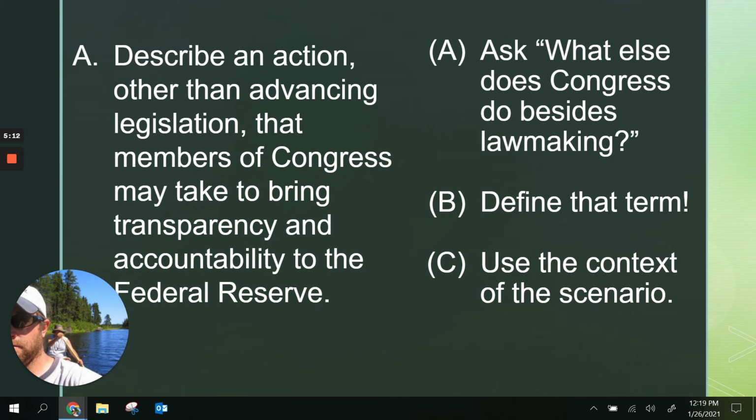Make sure that you define that term. So if I selected oversight as something that Congress could do, I better define oversight and explain and describe what it is. Okay? And I'm going to use it in that context. I'm going to make sure that I use a phrase like, in order to bring transparency and accountability to the Federal Reserve. Again, when you repeat the language of the prompt, you're using the context of the scenario. And you can lose a point if you don't use the context of the scenario. I can't stress that enough. Okay, but A should be an easy point, and it's kind of open-ended. All you have to do is demonstrate you know what Congress does besides make laws.